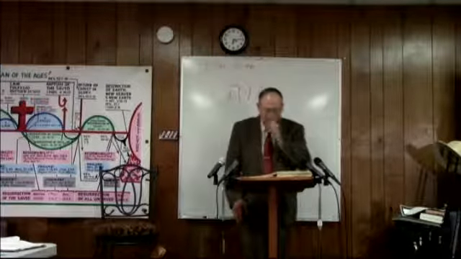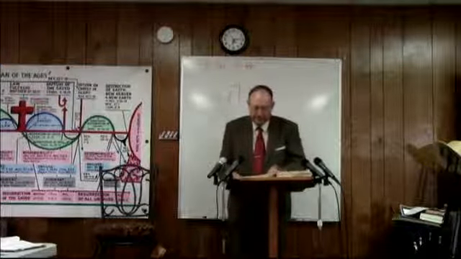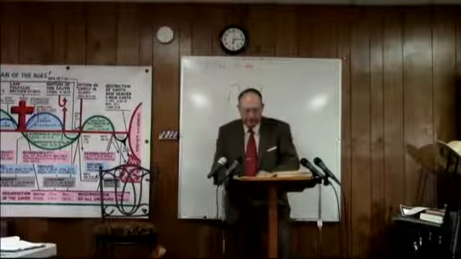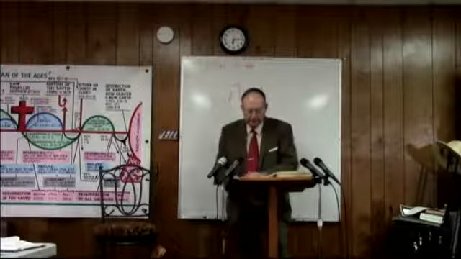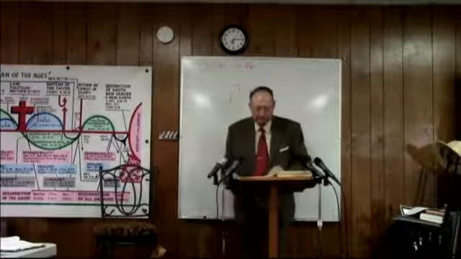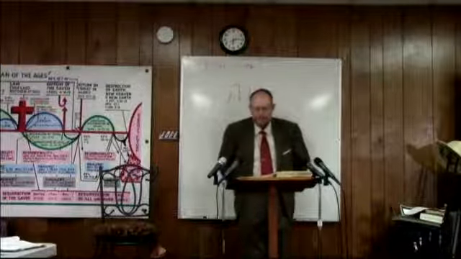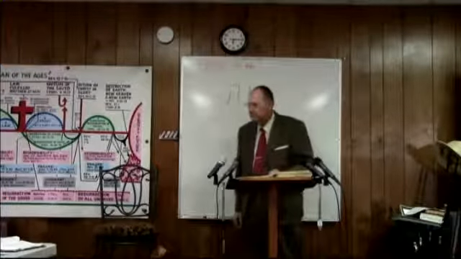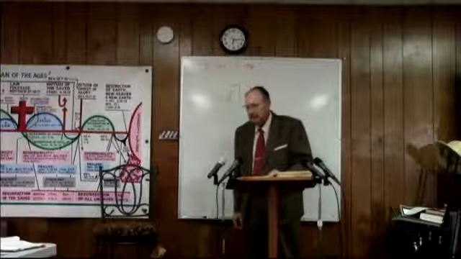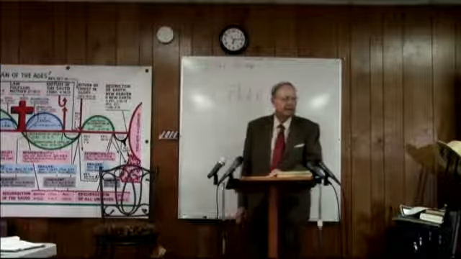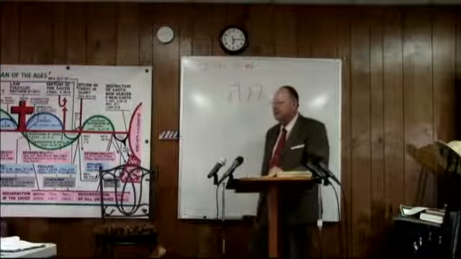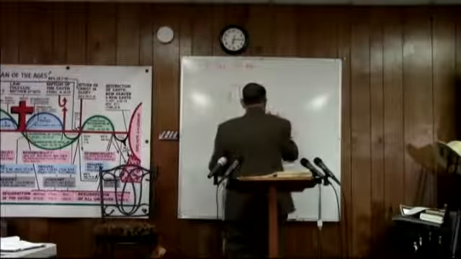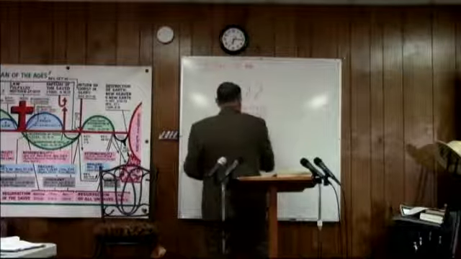1547. Ho protos anthropos ek ges choikos, ho deuteros anthropos ex ouranou. The first human being out of earth, all right? That word there, choikos, means ashes or fine dust. In other words, the first Adam was dirt. He was created from the same elements as dust and dirt. Okay? We looked at that in Hebrew. We have Adam, all right?